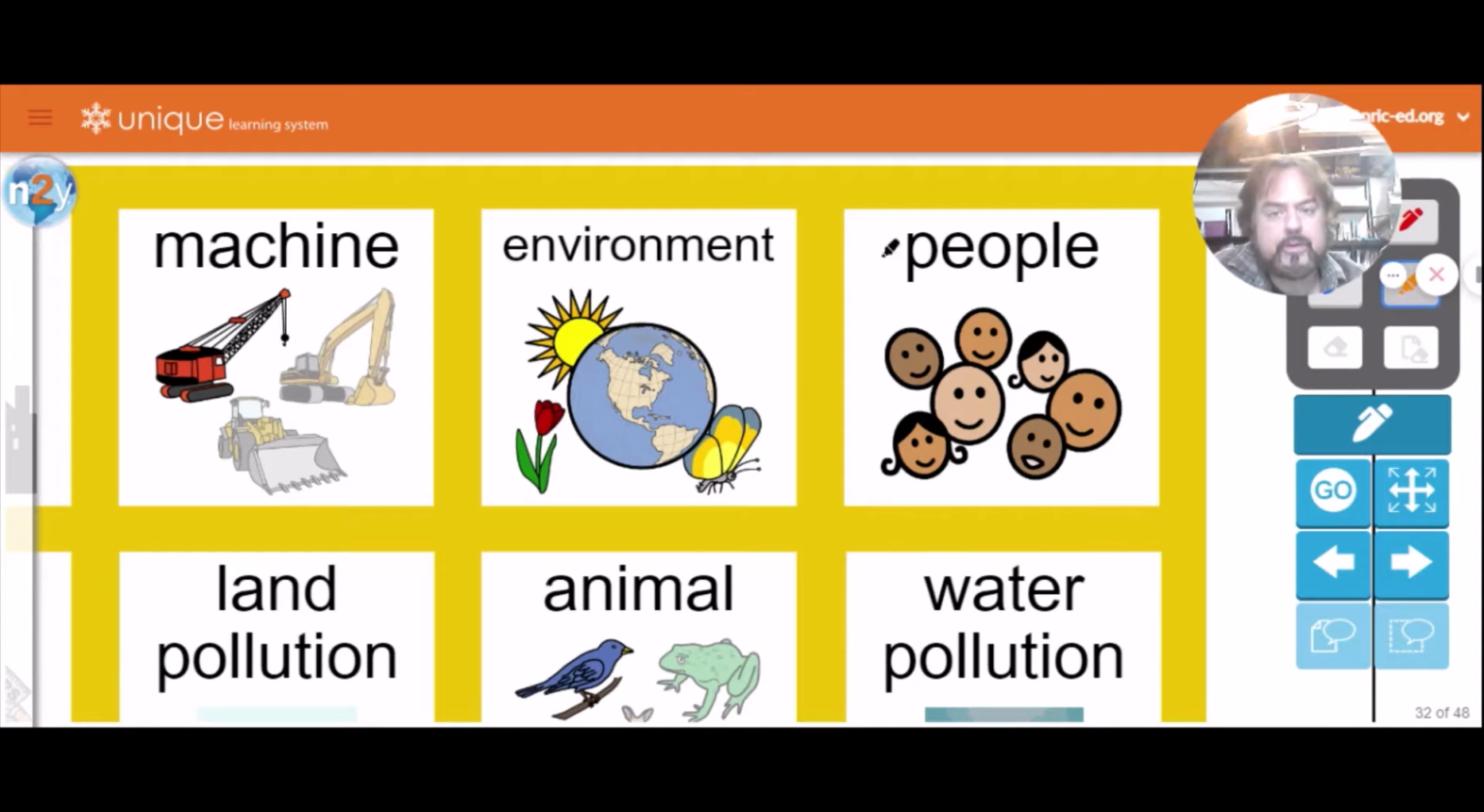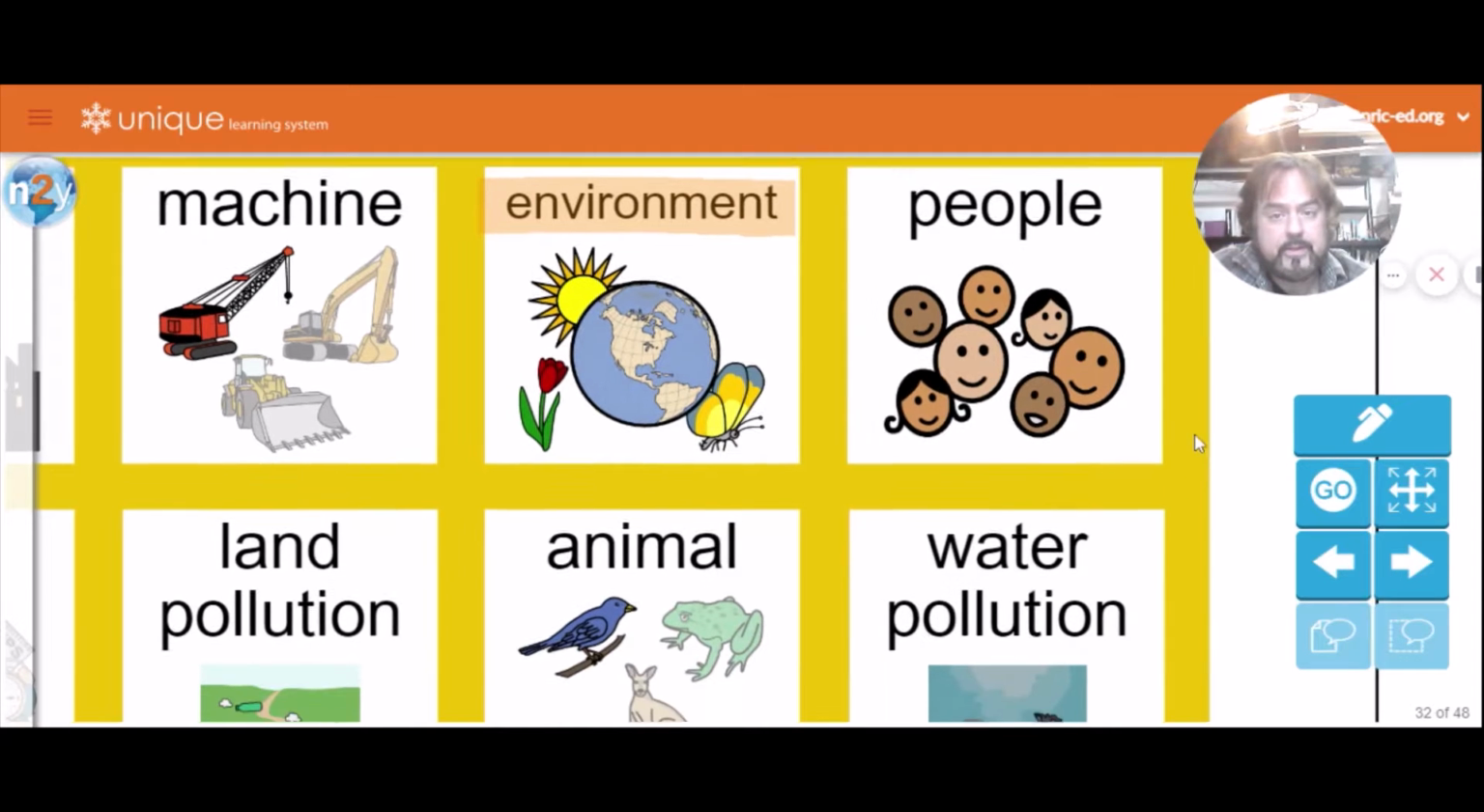Okay, the next topic word is environment. All right, the sun, plants, animals. Okay, now we're going to go over some of the vocabulary words that are used in the story.